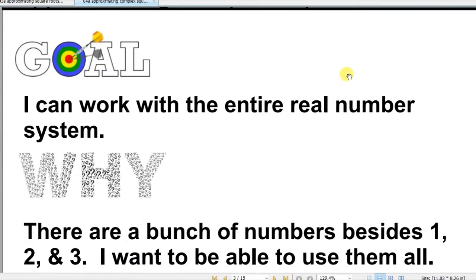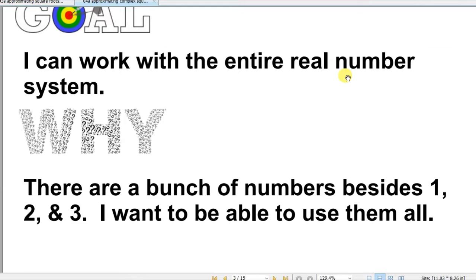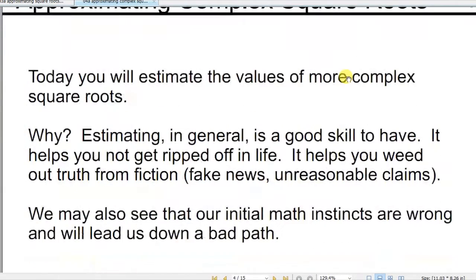Our learning goal: I can work with the entire real number system. Why? There are a bunch of numbers out there besides 1, 2, 3, and 4 that I need to be able to use. Today you're going to estimate the values of more complex square roots. Why? Once again, estimating in general is a good life skill to have. Helps you not get ripped off in life, helps you to weed out truth from fiction. We may also see that our initial math instincts are wrong, and we have to make sure that they don't lead us down a bad path.